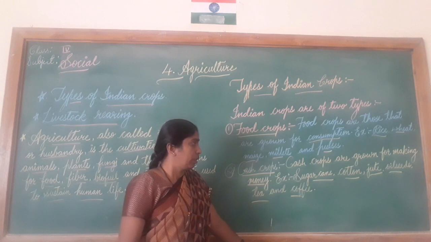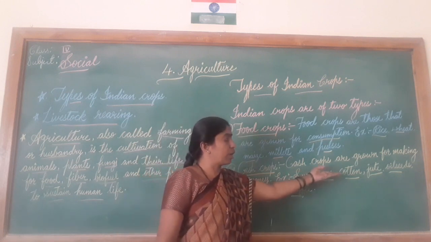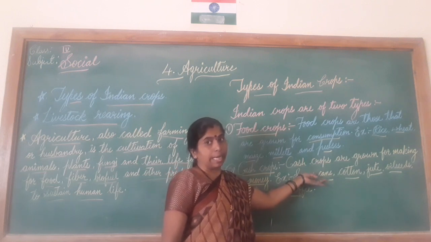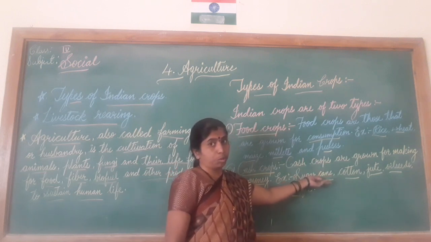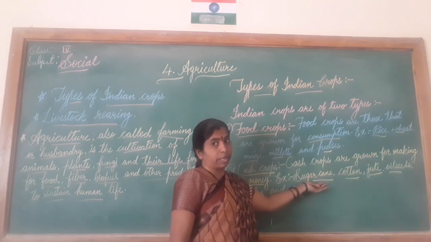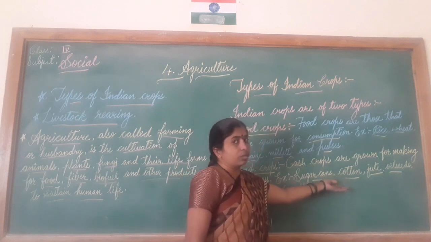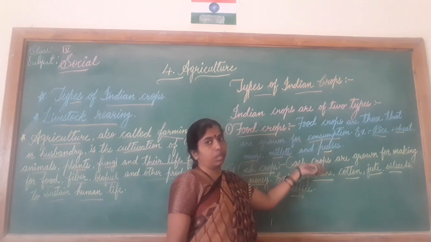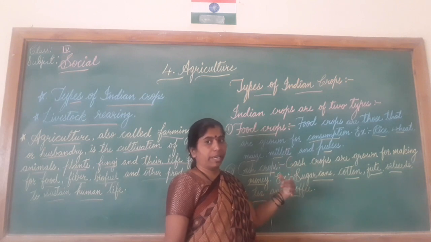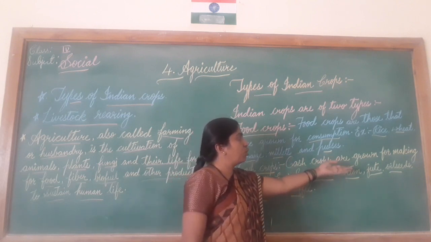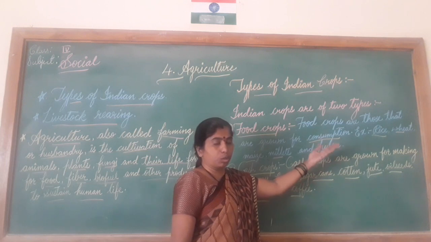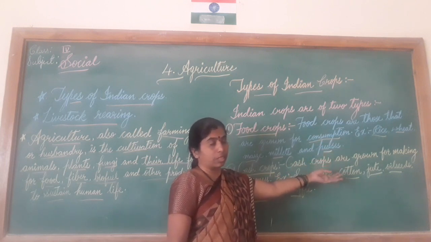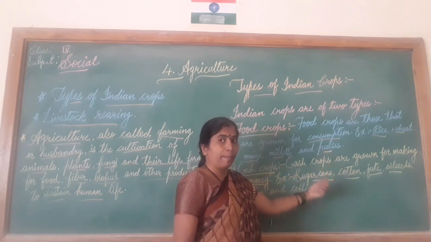How? Here we can see sugar, cotton, jute, sugarcane. Sugarcane is used to make jaggery, and even sugar is made out of sugarcane, which is not possible to do at home. We need to sell it to the factories, and in return we get money. Cotton and jute are sold to the factories to make fiber out of them, and in return we get the money.